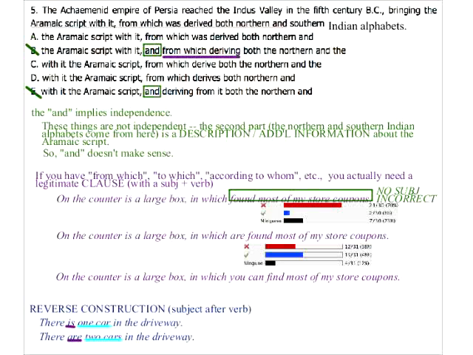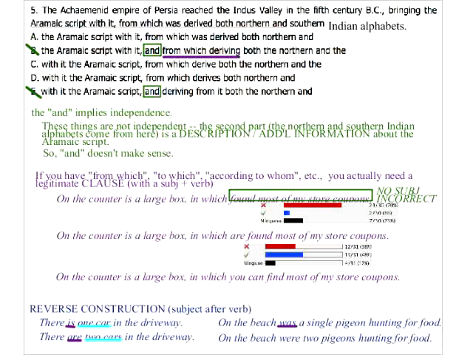So if you say, on the beach was a single pigeon hunting for food, versus on the beach were two pigeons hunting for food, these are both correct as well, because on the beach is not a subject. It's a modifier, a prepositional phrase. Those things can't be subjects. So here's a verb. Here's a verb. The subjects are not on the beach. The subjects are single pigeon, two pigeons. So that's the construction that is going on here.